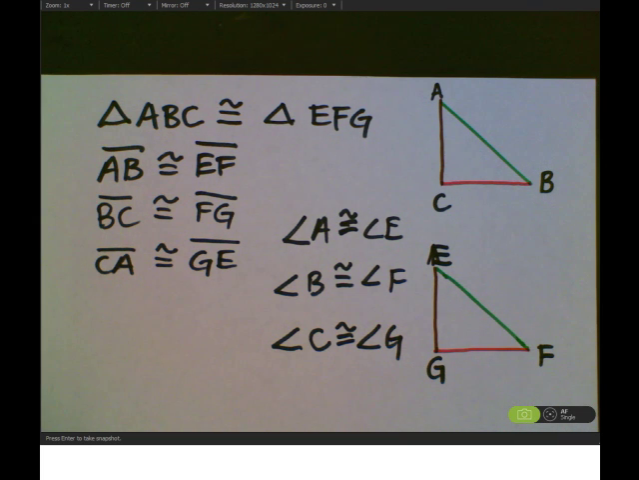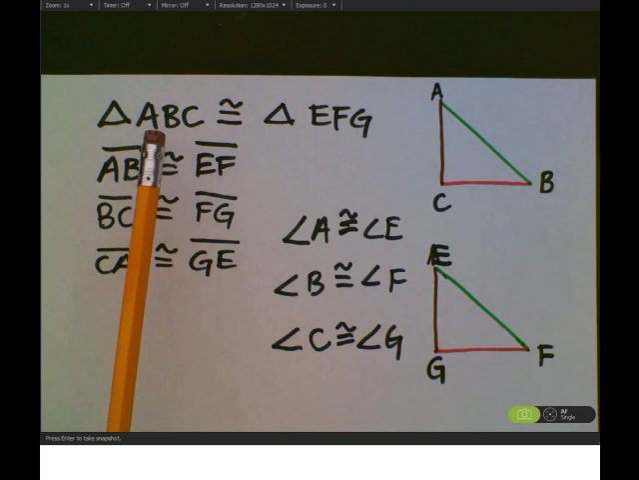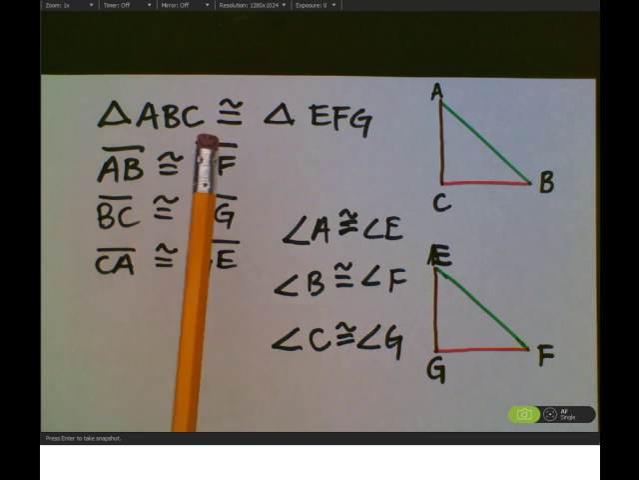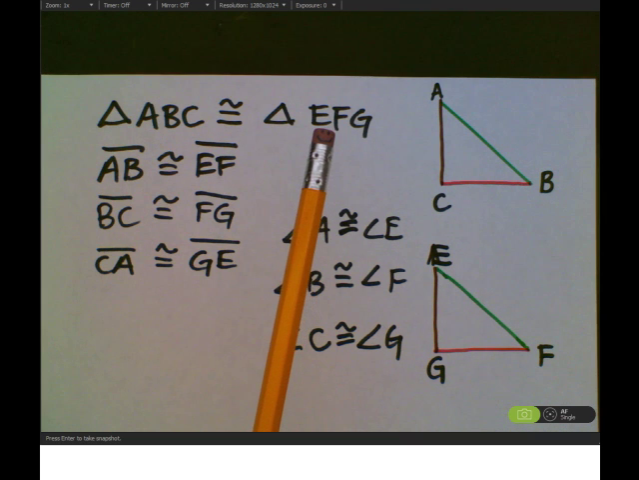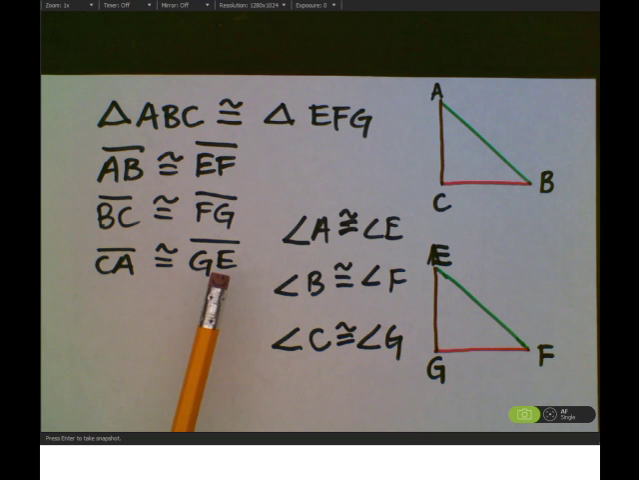So from this, we can make a number of conclusions just based on this congruency statement that triangle ABC is congruent to triangle EFG. We can take the first two letters, right, and so we see this corresponding side of AB, and we can say that that's going to be congruent to these first two letters, that corresponding side of EF. So AB is congruent to EF, and then continue around BC to FG, and CA to GE, all of those things being congruent when we have two congruent triangles.